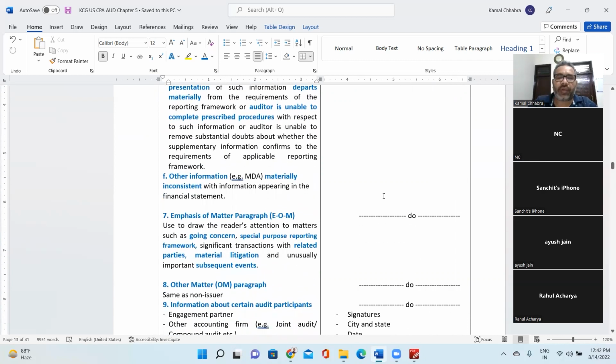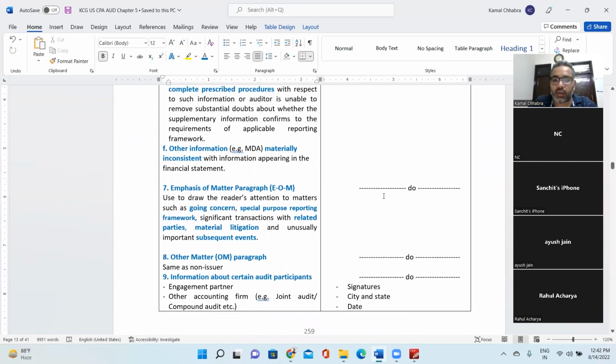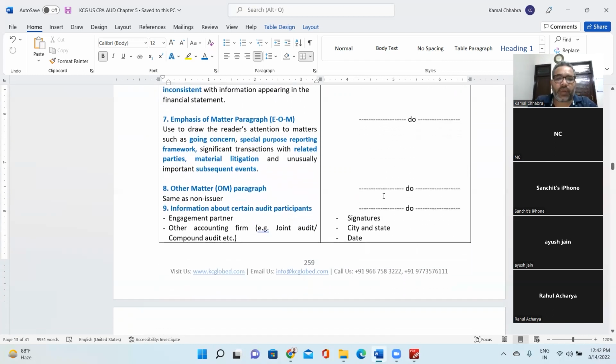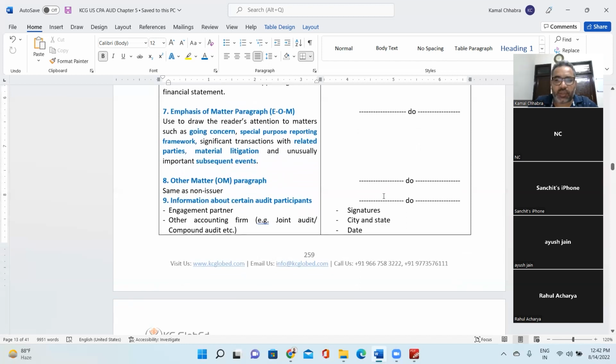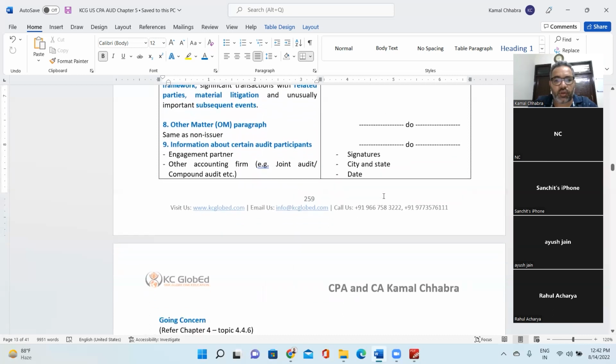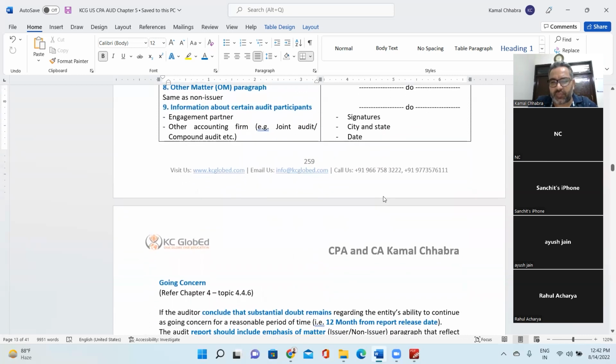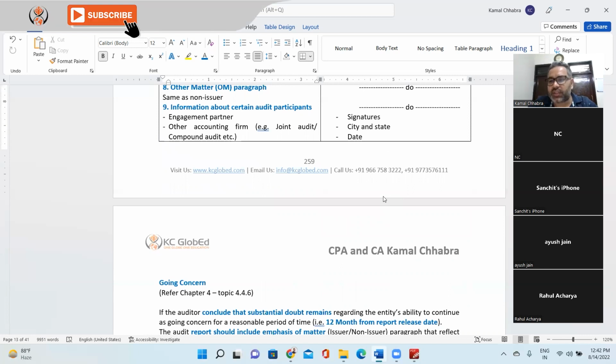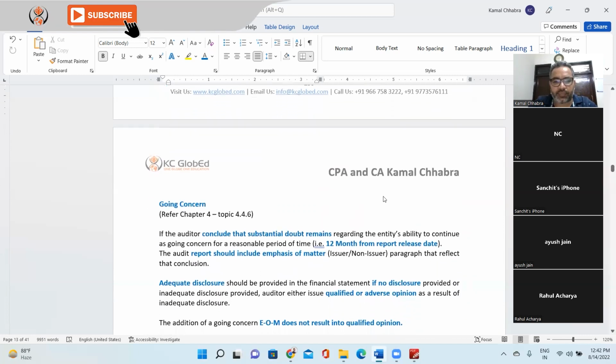So you need to define critical audit matters, and if there is no critical audit matter identified, then you need to mention that no critical audit matter has been identified during the audit, right? Then the emphasis of matter paragraph is almost similar to the non-issuer. The other matter paragraph is absolutely similar to the non-issuer. Then a couple of basic pieces of information, like the engagement partner name, accounting firms which were involved, joint audit or component audit, signature, city, state, and date.